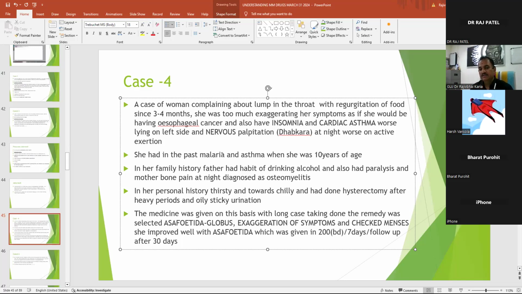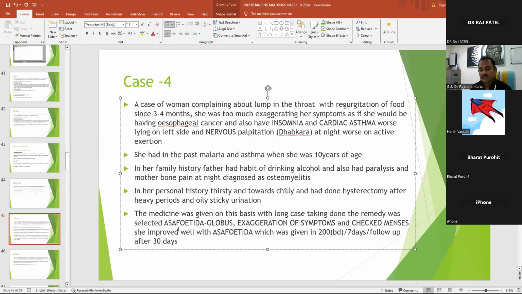She had in the past malaria and asthma when she was 10 years of age. What was the family history? Father had a habit of drinking alcohol and also had paralysis, and mother had bone pain at night diagnosed as osteomyelitis. In her personal history, she was thirsty, chilly, and had a hysterectomy after heavy periods, and oily sticky urination. Underline this, very important.